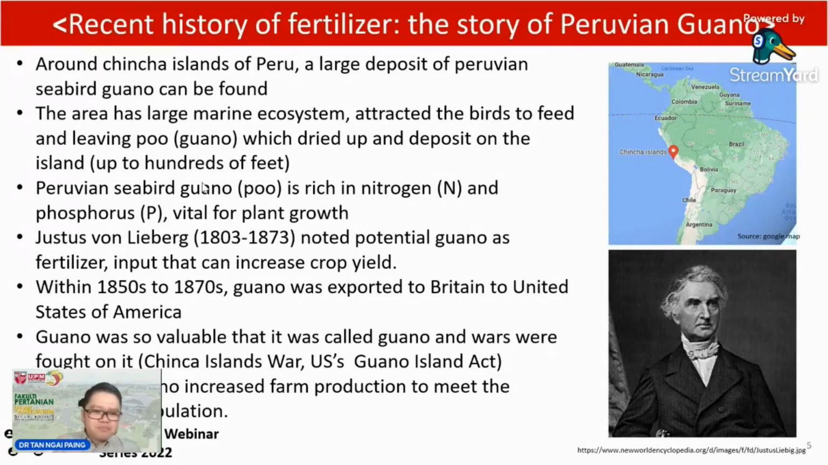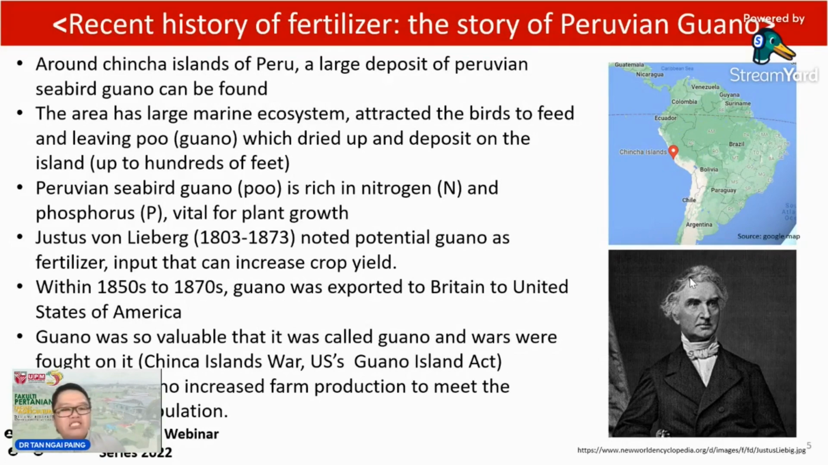So this doctor, Justus von Liebig, noted guano's potential as a fertilizer. So this gentleman over here is Justus von Liebig. He's a German scientist, if I'm not mistaken. He's a very important person in our soil science, agronomy and plant science, because he's the one who really tells us about plant nutrients and how plant nutrients limit the potential growth of the tree.